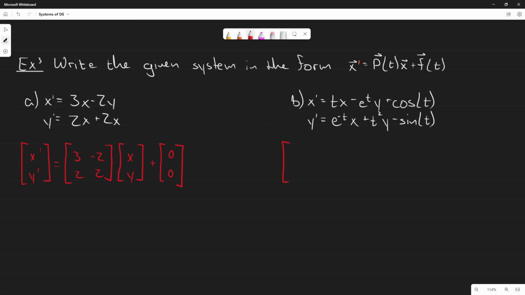And then for the second example, it's the same thing. X prime, y prime is equal to, because we have t, that doesn't really matter, we can still put them in. So this would be t, and this would be negative e to the t, then it would be e to the negative t, and then t squared. Again, this is multiplied by x and y. And this time, our f of t is this part right here. So this would be plus cosine of t, and then negative sine of t. And so that was it for this example.